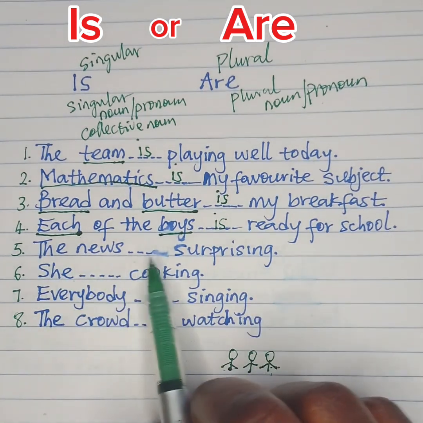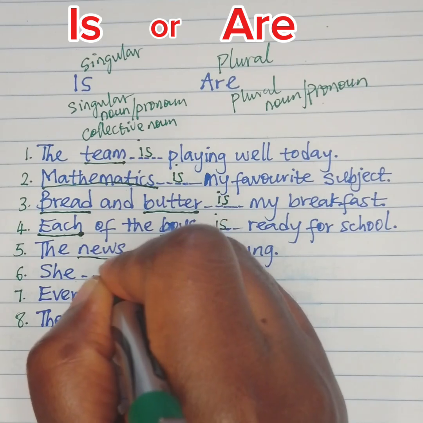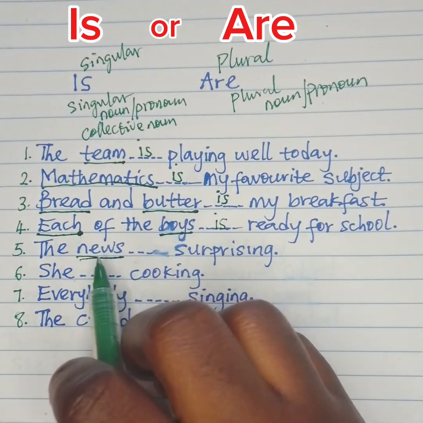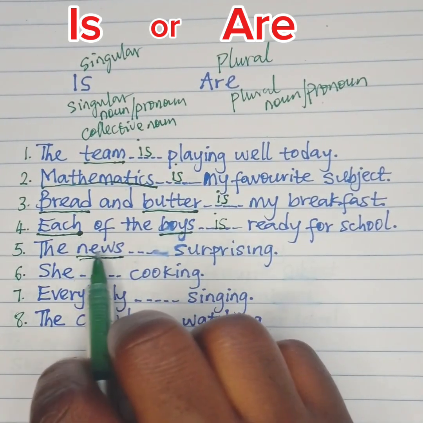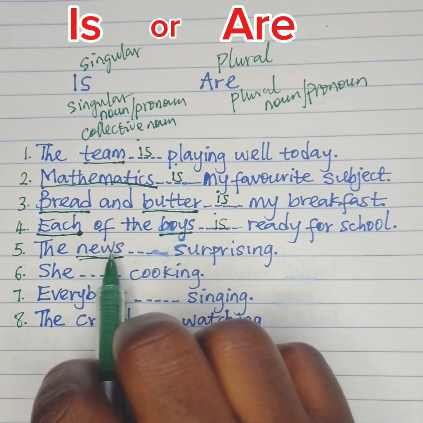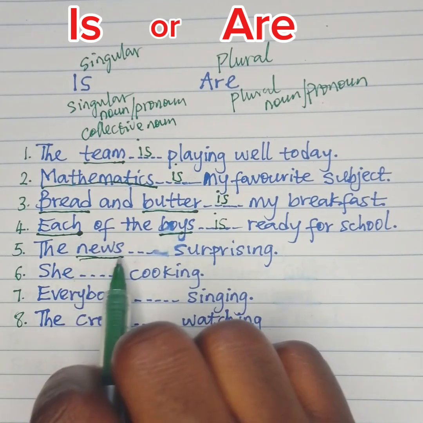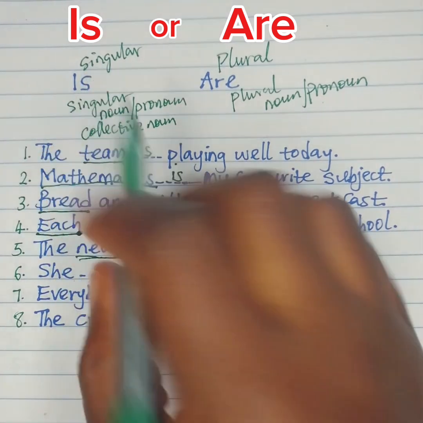Okay, the news blank surprising. Now this is our keyword, news. News is always a singular form. Okay, there's nothing like newses, so it is singular no matter the news. It is singular. We use the singular verb for it.